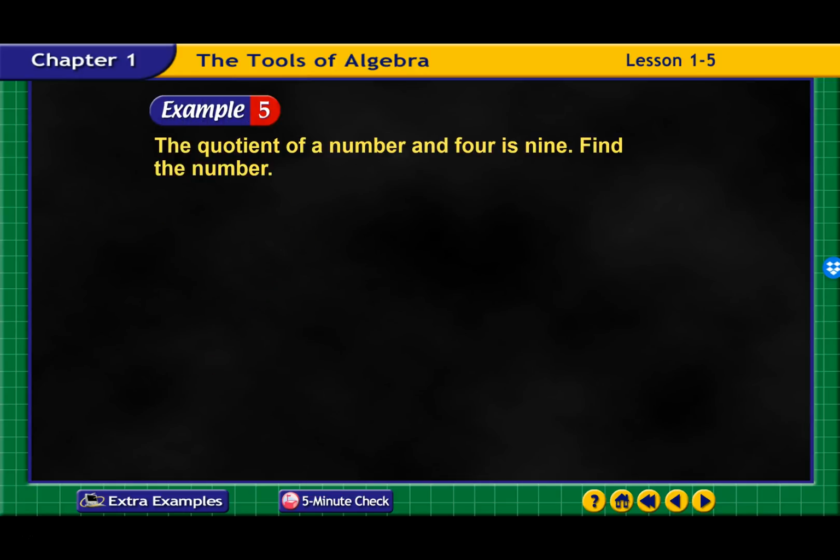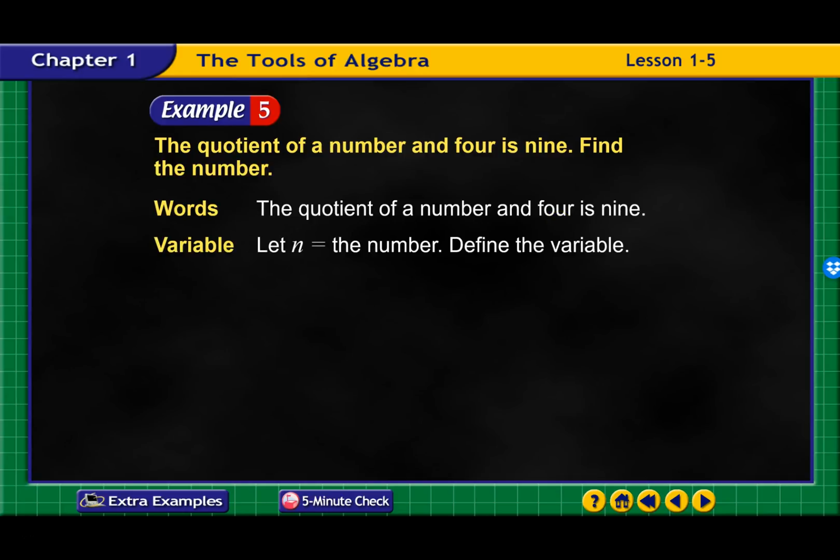Okay, the quotient of a number and 4 is 9. Find that number. Okay, this is going to be the majority of our problems here. So the quotient of a number and 4 is 9. Find the number. So we start that out in words here. We can say a number would be a placeholder, so let n be that number.